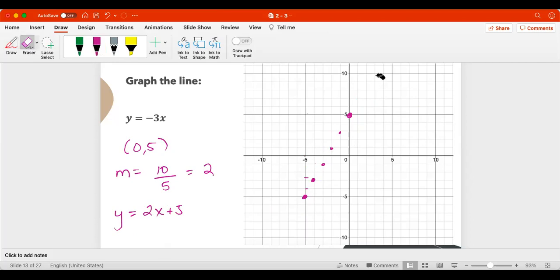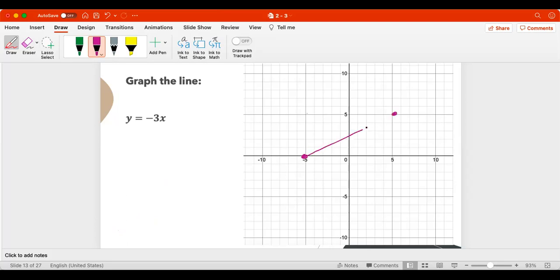Okay, I want to briefly mention another type of equation for a line. How would I figure out the line going through, let's say, this point and this point? Well, I can definitely figure out the slope, right? It's up 5 over 10. So the slope is 1/2.